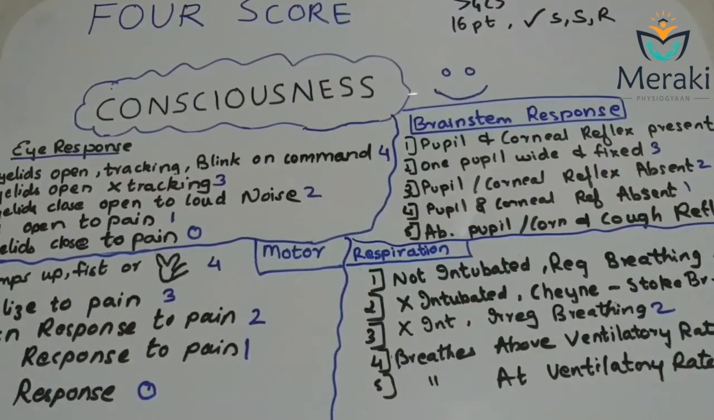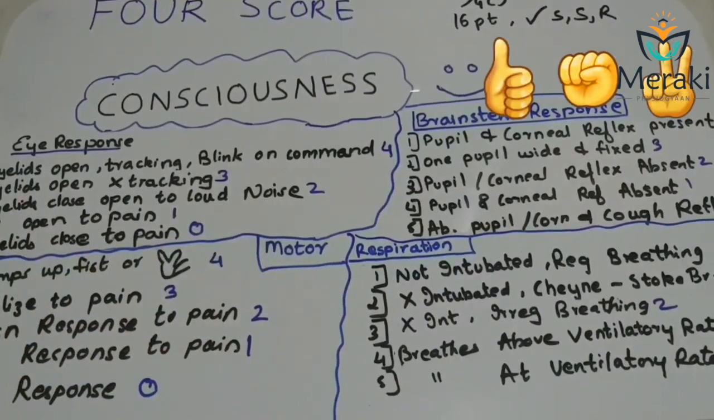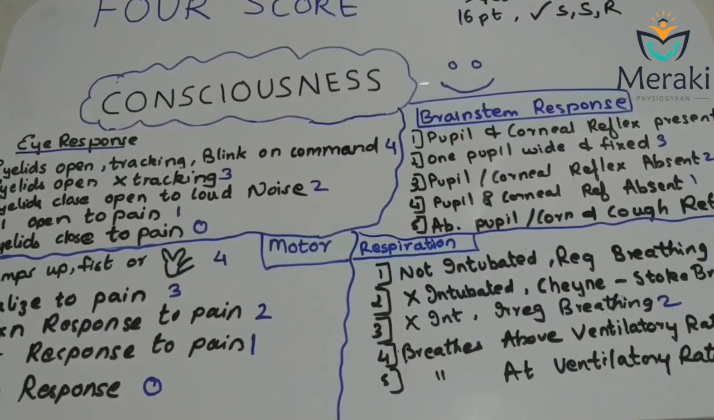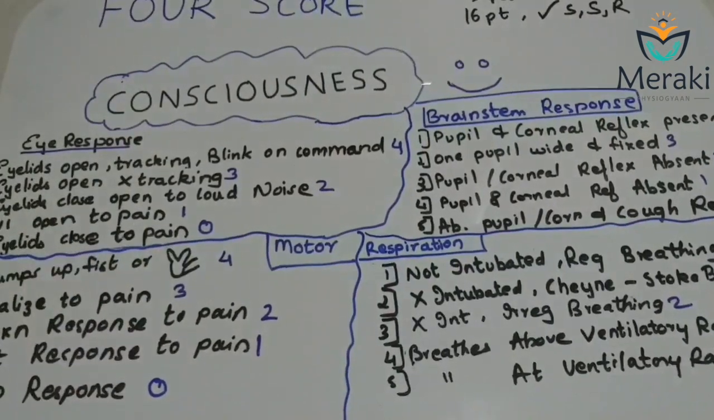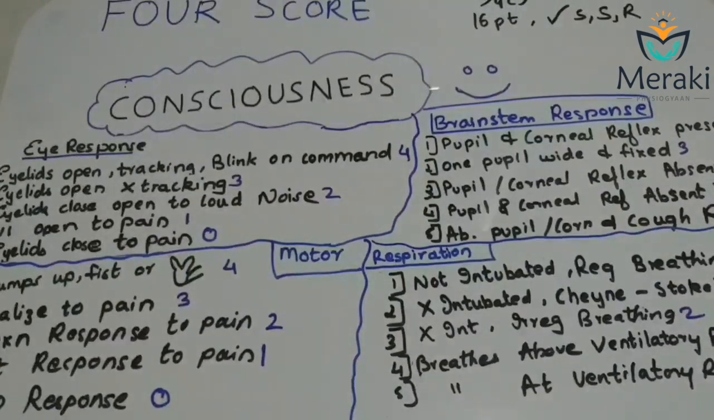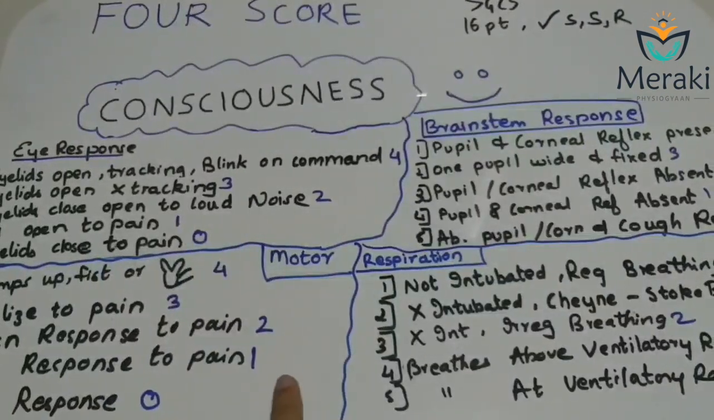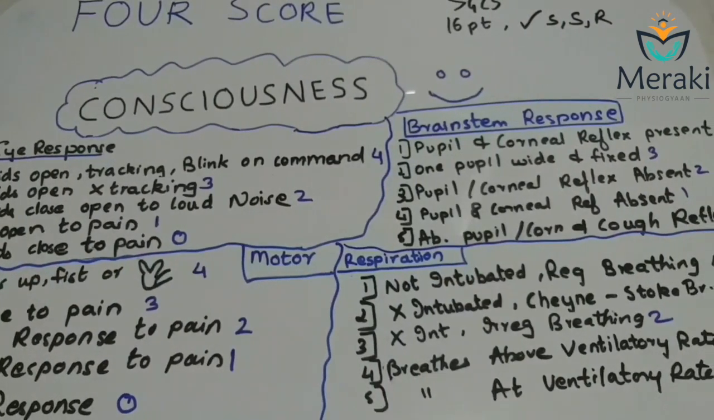Coming to motor response, if the patient is able to make a thumbs up, a fist or a peace sign, then you score them 4. If they are able to localize pain when elicited with a painful stimulus, then you score them 3. If you see a flexion response, here normal or abnormal is not mentioned, any kind of flexion response to pain is scored as 2, any kind of extension response to pain is scored as 1, and no response at all is scored as 0.